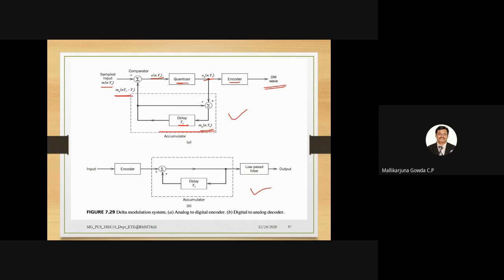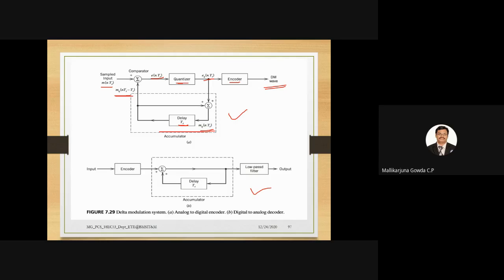How is the delta modulator transmitter? What is the input? I have two inputs. One input is the original sampled signal that I denoted as M of NTS. The other input of the comparator is the delayed version of my quantized version of the signal, which I denote as MQ of NTS minus TS. Then the difference of that will be given as input to the quantizer, right?